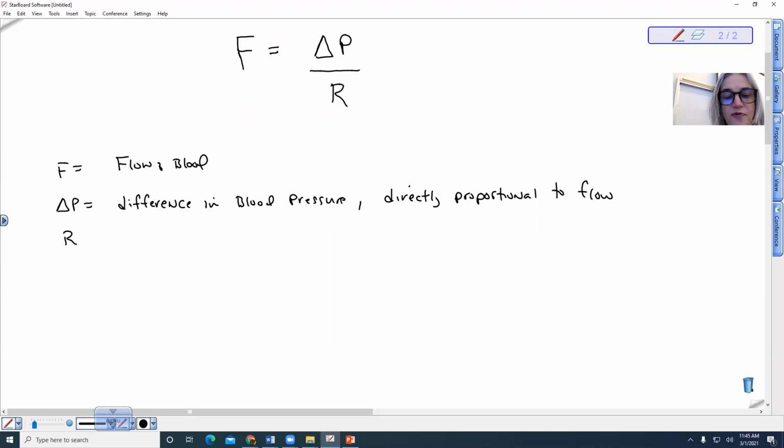R is peripheral resistance. And as it increases, it decreases flow. So we say that it is inversely proportional to flow. So it has an inverse relationship, or it is inversely proportional to flow.